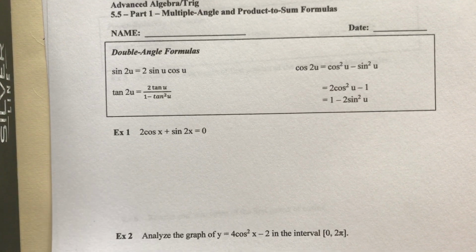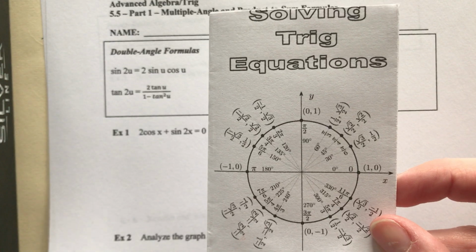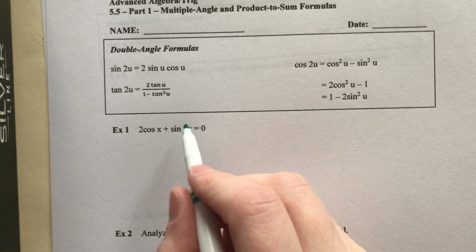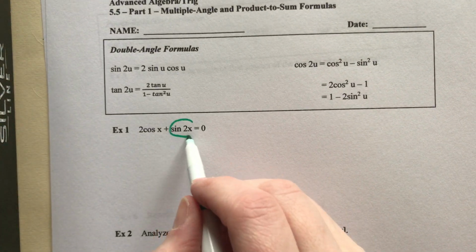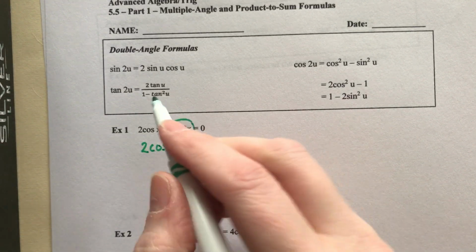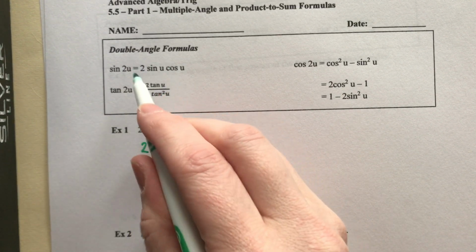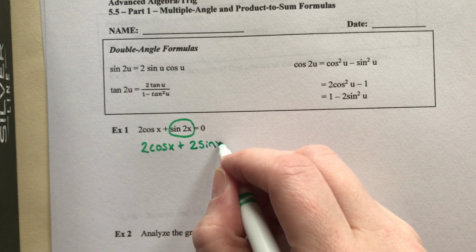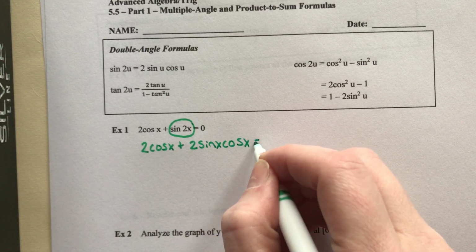And you're probably going to also want your unit circle out today. I'm going to use my little one that we created. So let's start with number 1. We have 2 cosine plus sine of 2x equals 0. So right here, I see that I have a sine of 2x. I'm going to use the double angle formula from my formula sheet or right here from our notes. So that's 2 sine of x cosine of x.